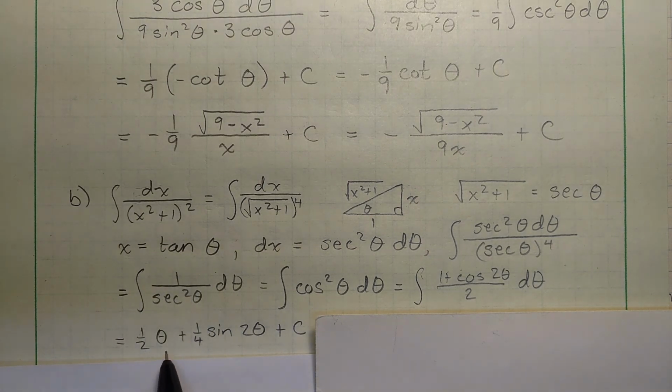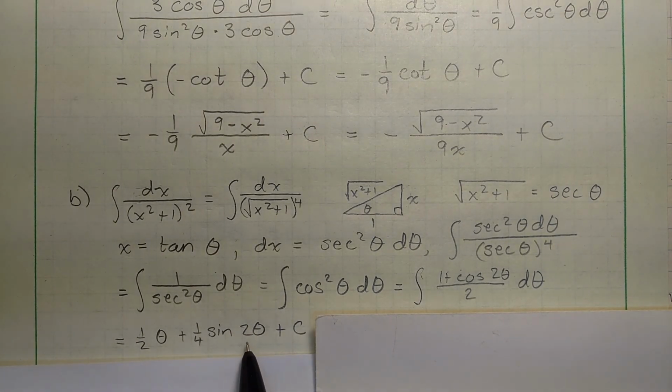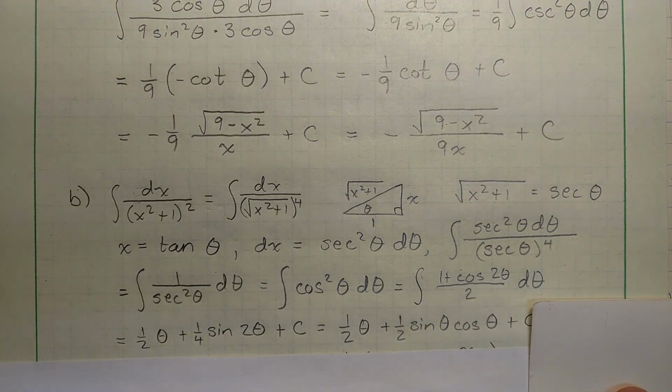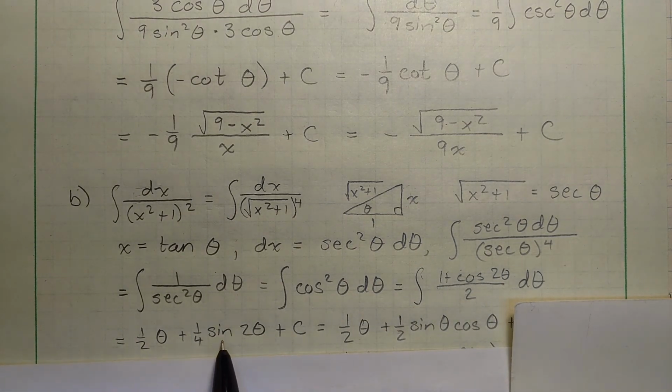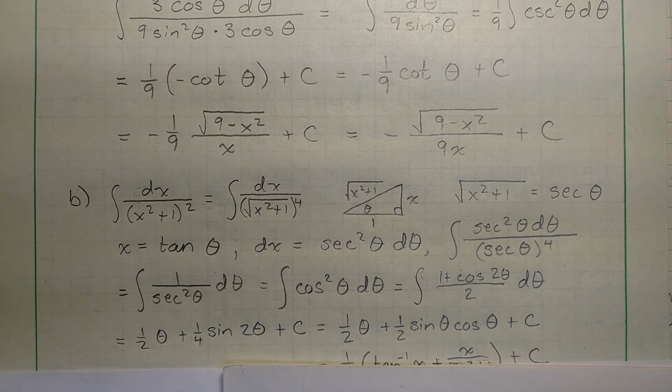Before I work with that, let's go back to this here. We don't have 2 theta anywhere here. So I have to use my double angle identity to simplify the sine of 2 theta. We know that the sine of 2 theta is 2 sine theta cosine theta. So the 2 cancels with the 1/4 to give me 1/2. And then instead of sine of 2 theta, you've got sine theta cosine theta plus constant. Now as I go to substitute in here, I factored out the 1/2.